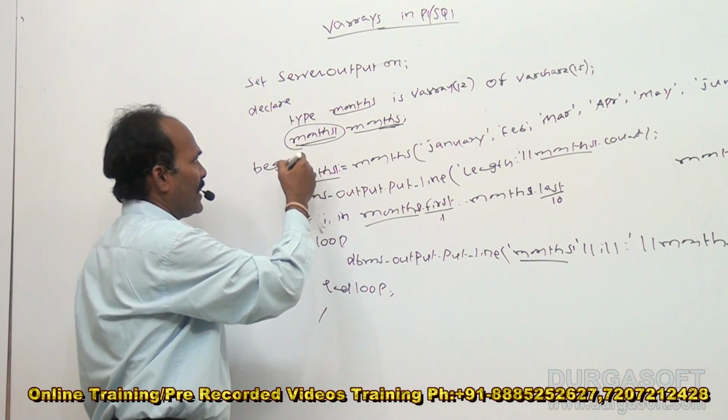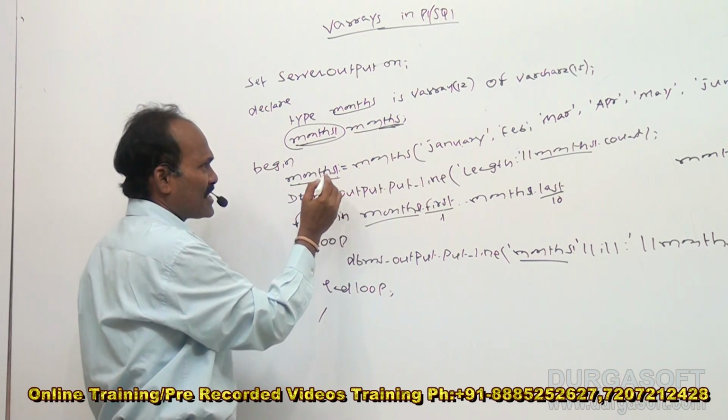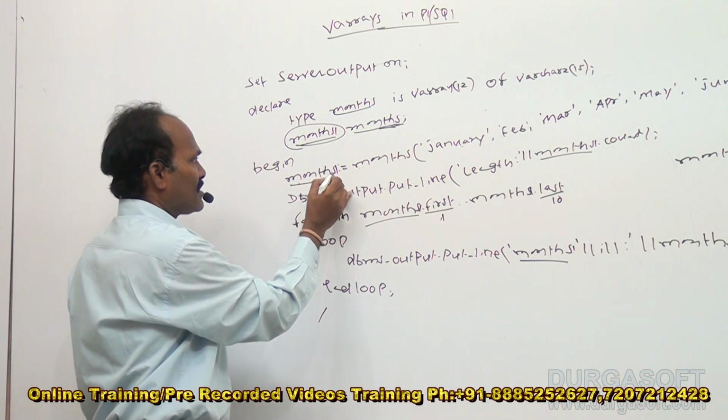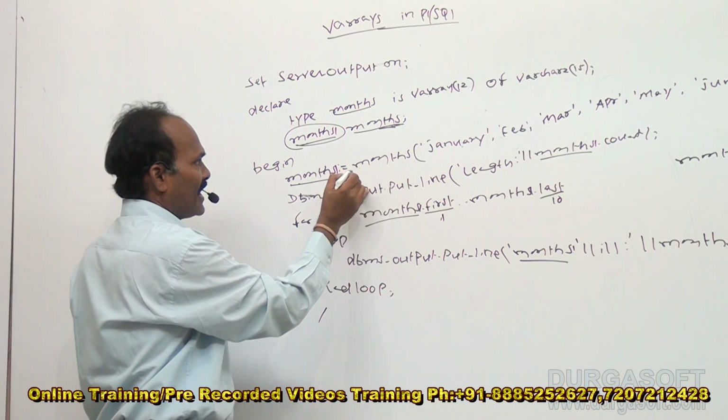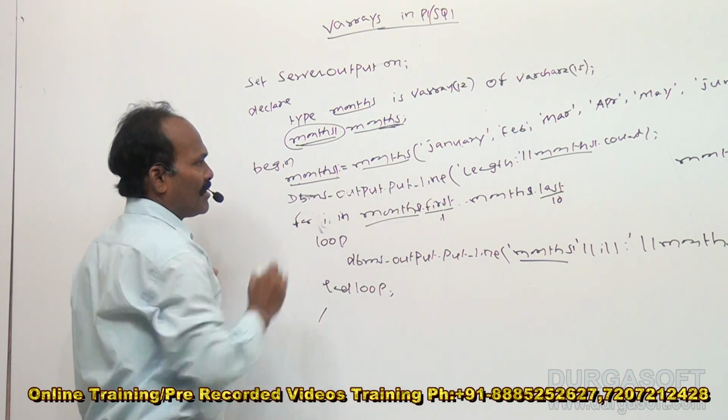And in the begin part, what I am doing here is initializing this array, months1. Months1 is not independent. Again its type is months type. Okay.